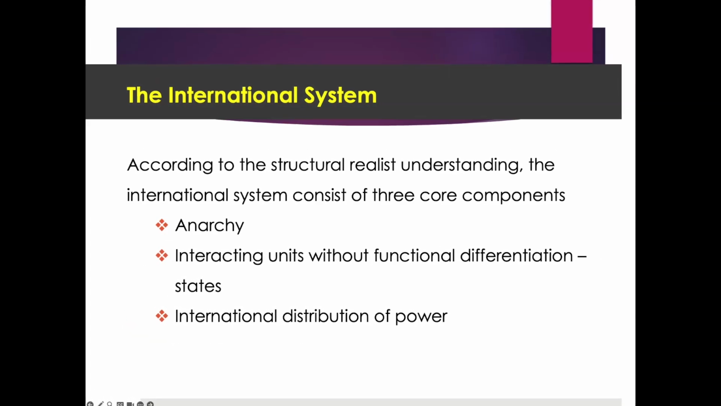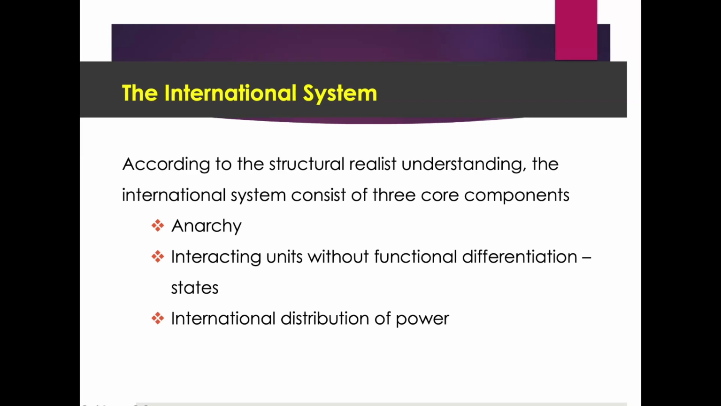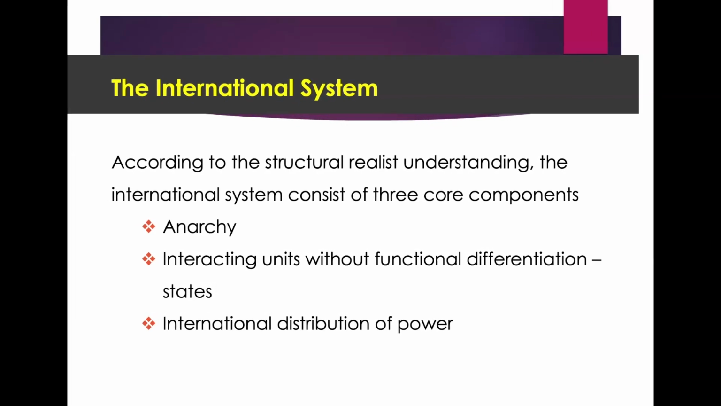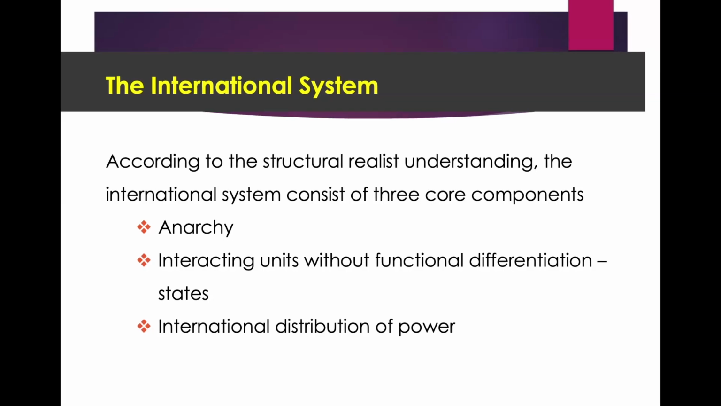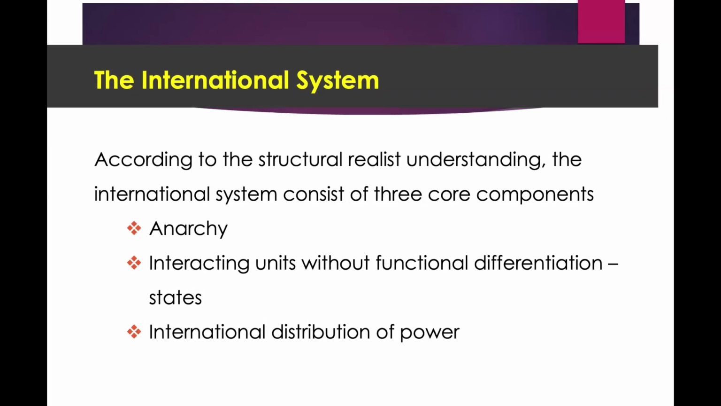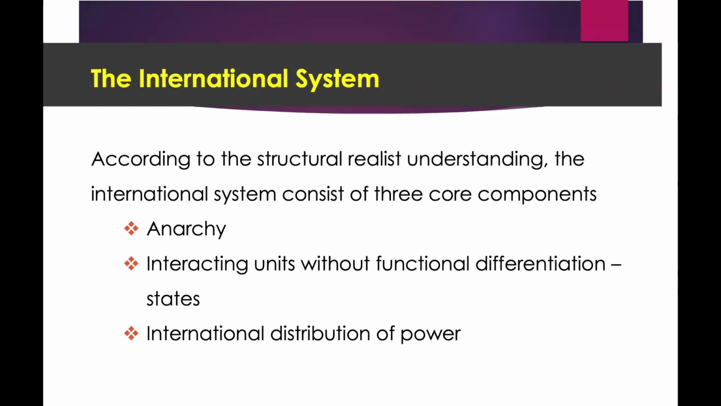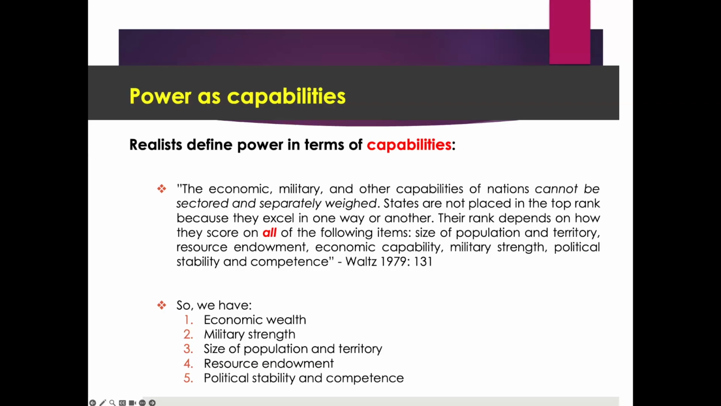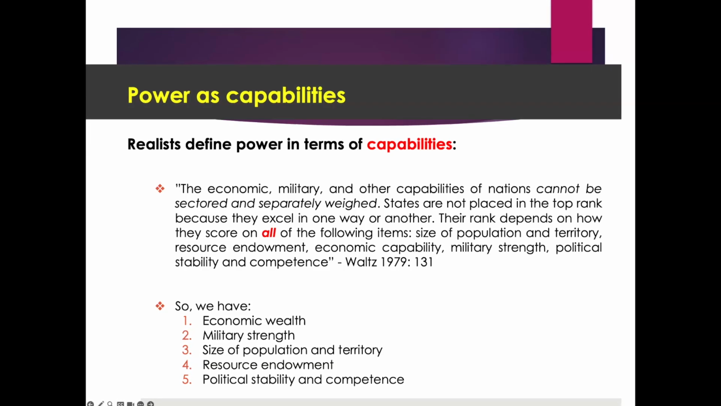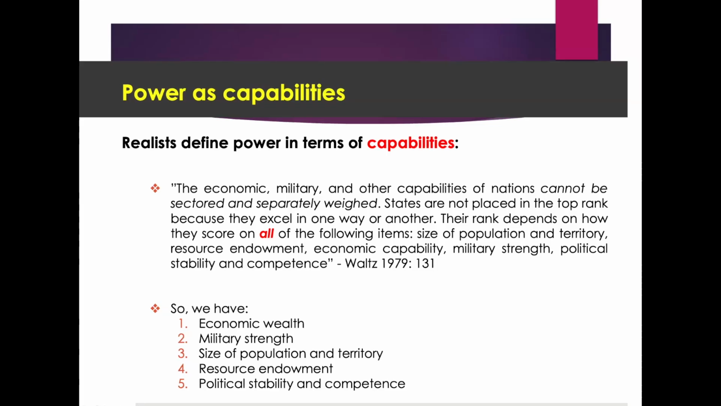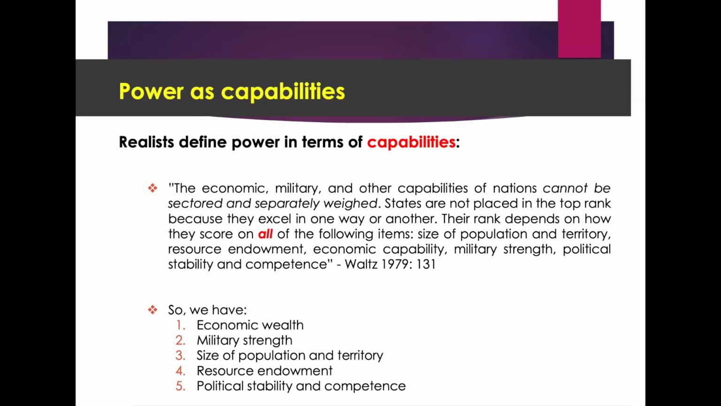The structure of the system is defined by how power is distributed among states. This distribution, whether unipolar, bipolar, or multipolar, shapes patterns of behavior, alliances, and the likelihood of conflict. Realists define power in terms of capabilities. The economic, military, and other capabilities of nations, Waltz put it, cannot be sectored or separately weighed.